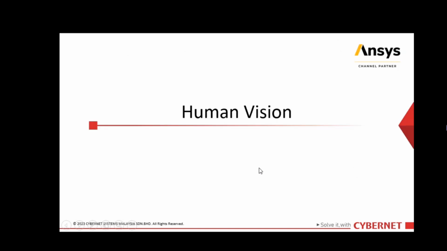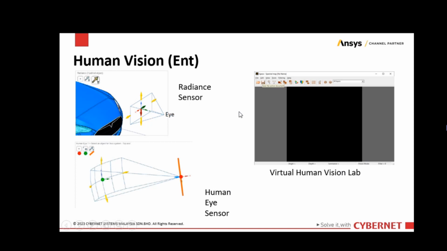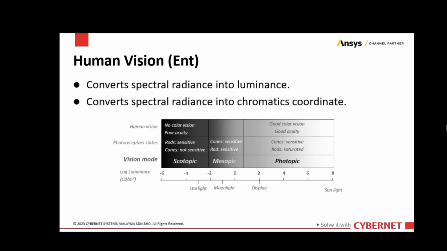So next is the Humanvision. With Humanvision, we can get the result, the SMP result, from the radiant sensor. Second, we can get it from the human eye sensor. After our simulation, we will use the virtual human vision lab to view the result, and we can apply all the human eye features into the simulation for the analysis. So here is the general idea of how human vision works. They convert the spectral radiance, first into the luminance, and second into the chromatic coordinate. For the analysis, the vision modes will be scotopic, mesopic, and also photopic.